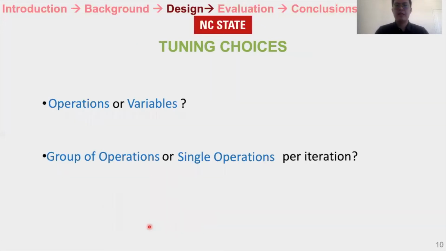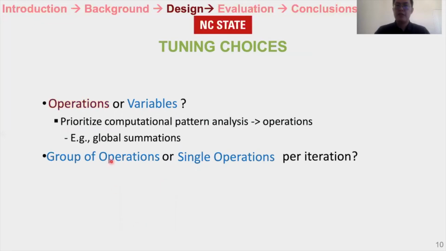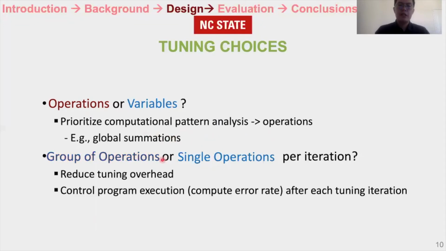Okay, knowing this, let's look at some other tuning choices we made for our tuner. First, we use operation-based tuning instead of variable-based tuning because we want to focus on computational pattern analysis. For example, repeated accumulation like global summation. Those patterns are directly related to the operation. And second, we use iteration-based tuning, so we tune a group of operations in each tuning iteration. This could help us reduce the tuning overhead because after each tuning iteration, we run the program to get the error rate and also the speedup. In this case, tuning a group of operations can largely help us reduce the tuning overhead.